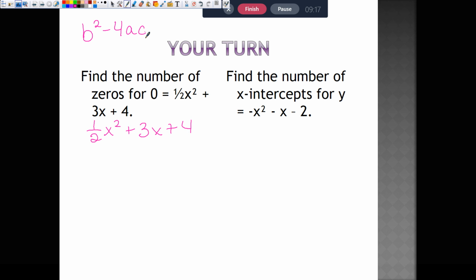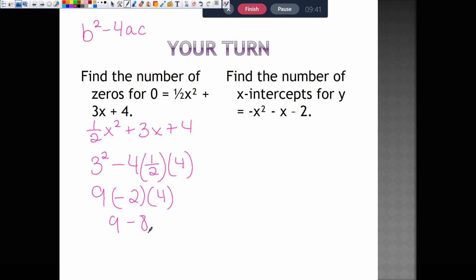So my b is 3. So it would be 3 squared minus 4 times, what's my a? 1/2. And what's my c? The 4. So what is 3 squared? 9. What is negative 4 times 1/2? Negative 2. And then what is negative 2 times 4? Negative 8. So 9 minus 8? 1. Is 1 greater than, less than, or equal to 0? Greater than 0. So it's going to have 2 solutions.